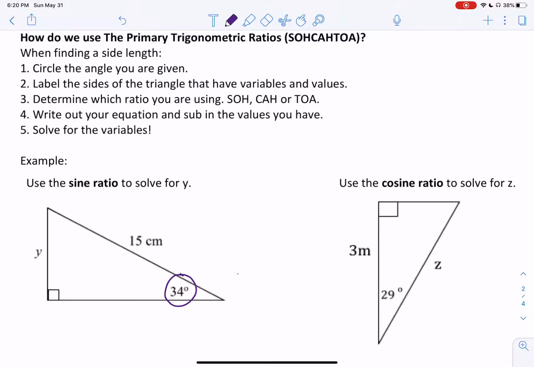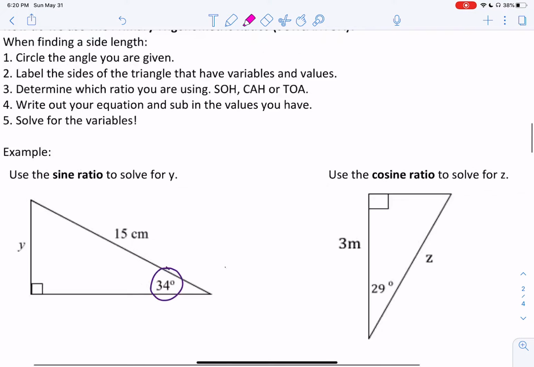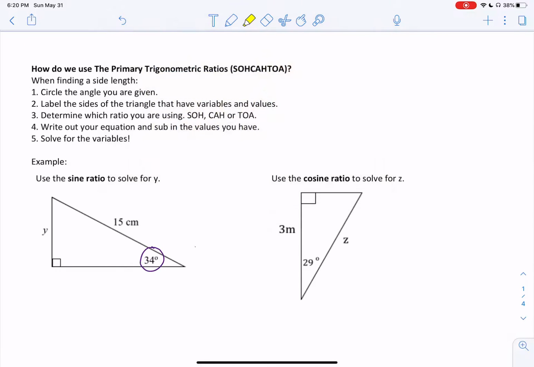And when I mean the angle you're given, you cannot circle the right angle. It has to be one of the other ones. So we circle this angle we're given here. And now we're going to label our triangle based off that angle. So the first thing we're going to do is label the hypotenuse. And my hypotenuse is always right across from my right angle. So I'm going to label an H.